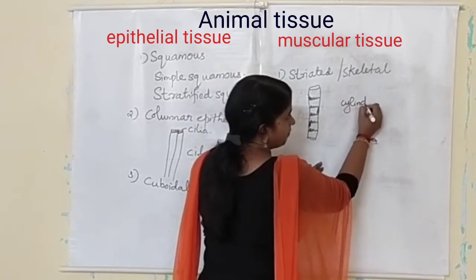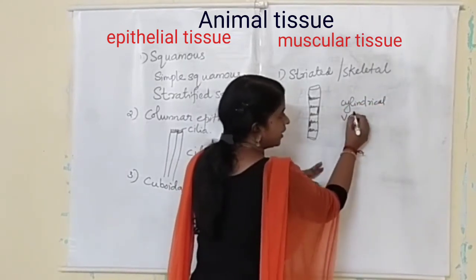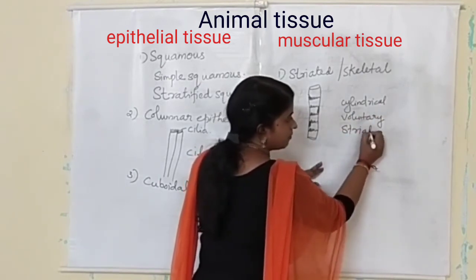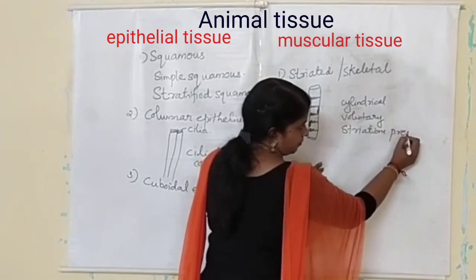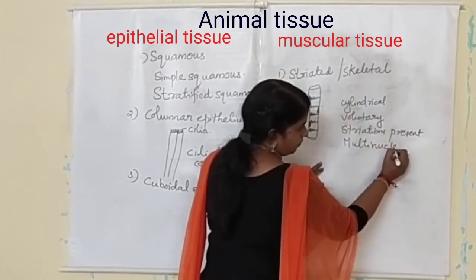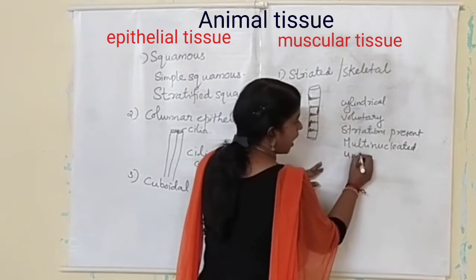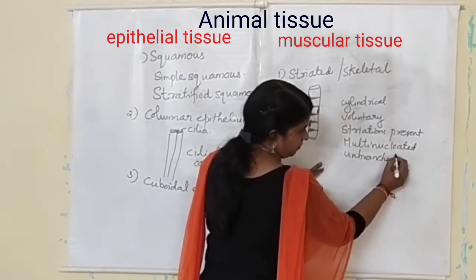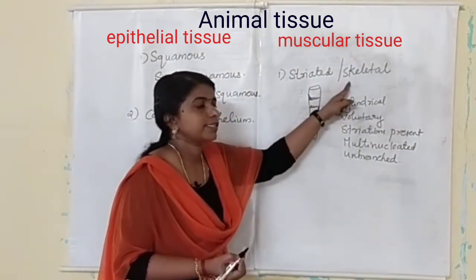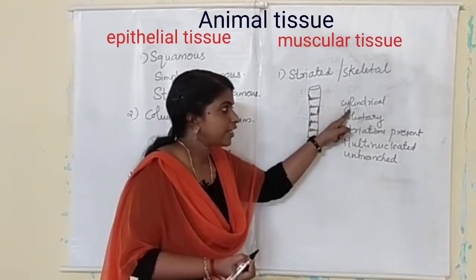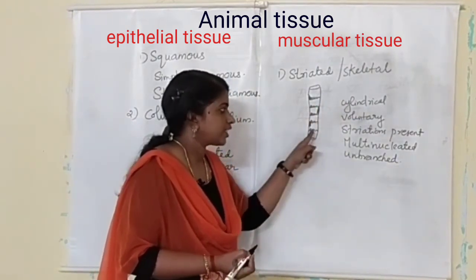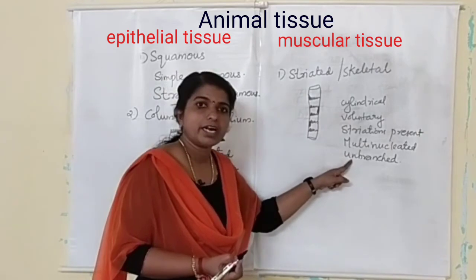So which are the different characters of striated muscle? Cylindrical in shape, they are voluntary, striations are present, multinucleated and unbranched. These are the different characters of striated or skeletal muscles.